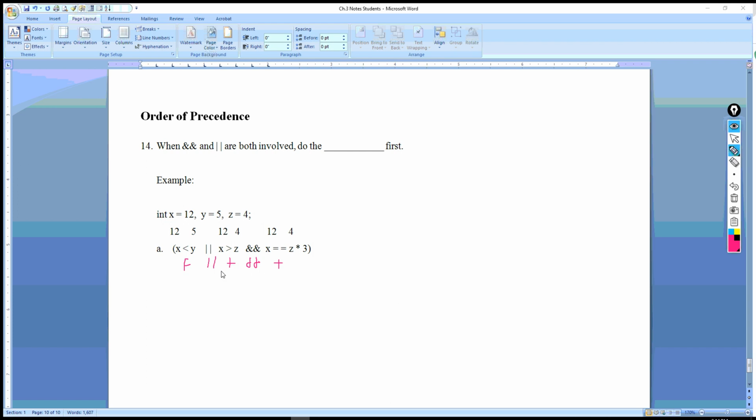So now you've got an or, and you've got an and. And we said we do the and first. So you have false or, and then you have a true and true. Now true and true means true. And now you do the or, so false or true, of course, is going to mean true because at least one of them is true. All right, so that's how that works.